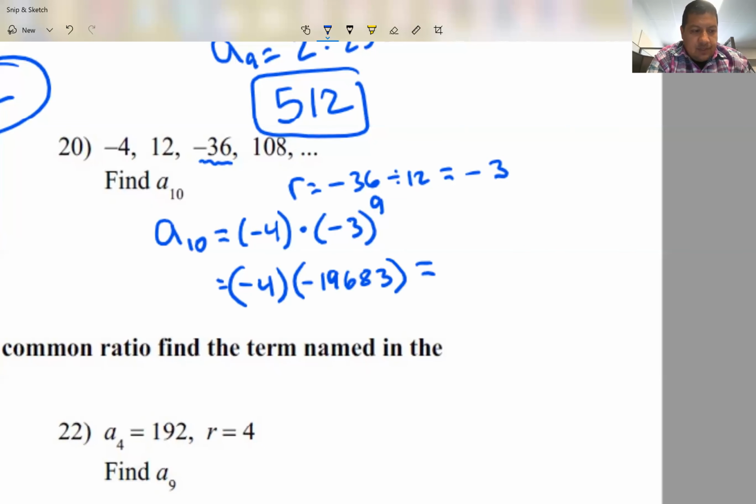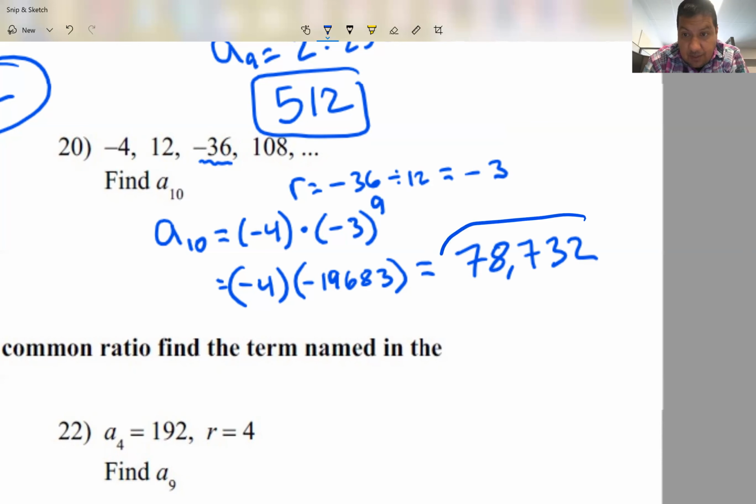I multiply these two numbers out. Cool thing, I know a negative times a negative is positive. But 4 times 19,683, my answer gives me 78,732.